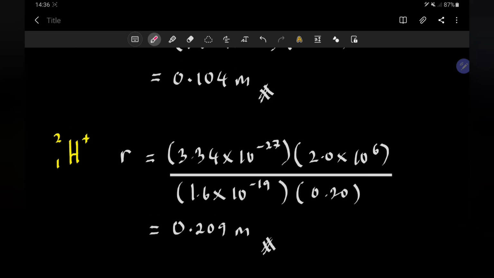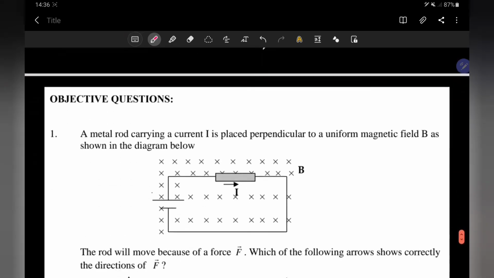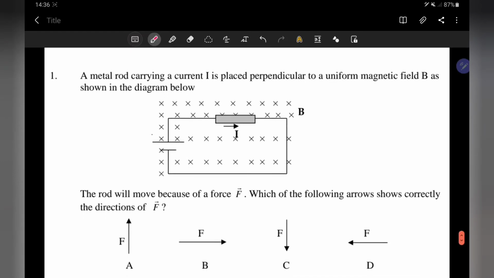Now let's complete the objective questions. Number 1. A metal rod carrying a current I is placed perpendicularly to a uniform magnetic field B as shown in the diagram below. So what do we have? This is our B, which is directed into the page, and this is the circuit. This is our metal rod carrying a current. The current is directed to the right, and B is directed into the page. They ask you to find the force exerted on the metal rod now.